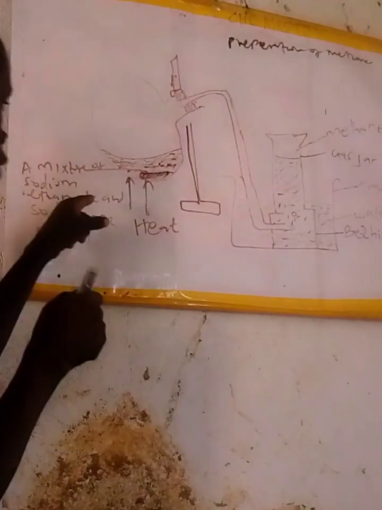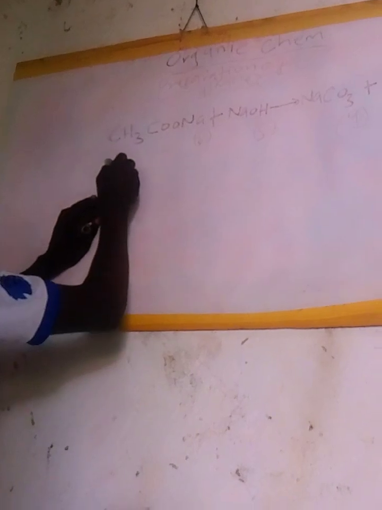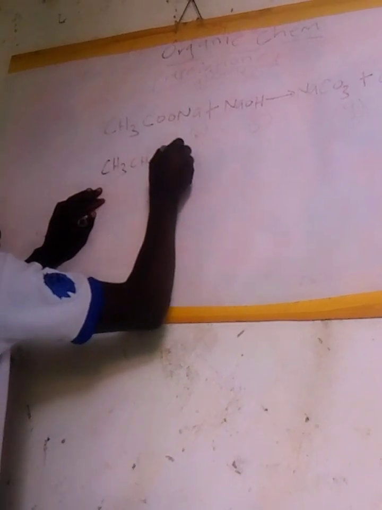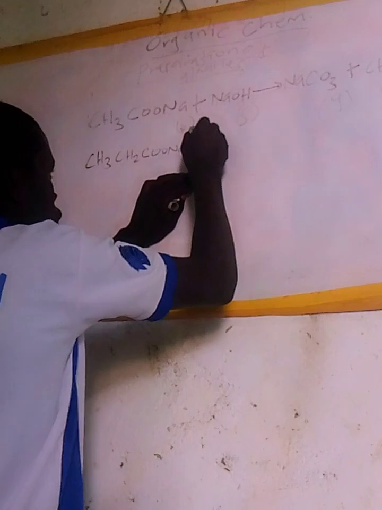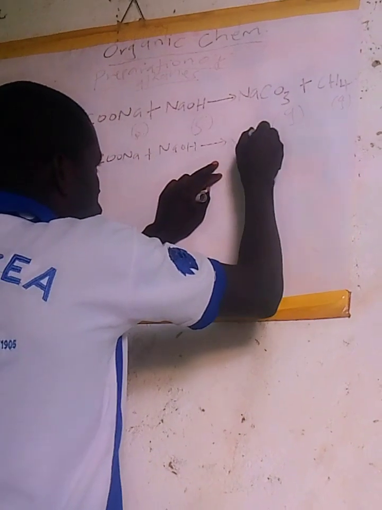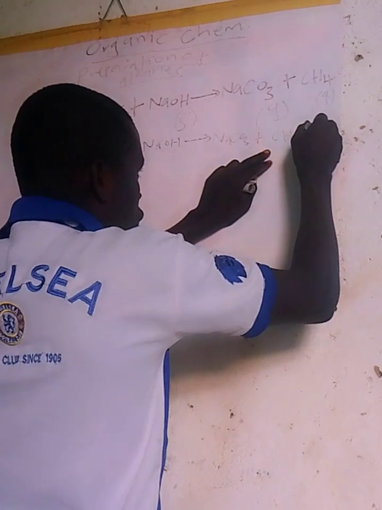So here we just replace ethanoate with propanoate. Are we together? So ethane is prepared by using sodium propanoate. Propanoate is 3 carbon, so that is CH3, CH2, C, O, O, Na, plus sodium hydroxide. Now we are going to get sodium carbonate plus ethane, CH3, CH3.